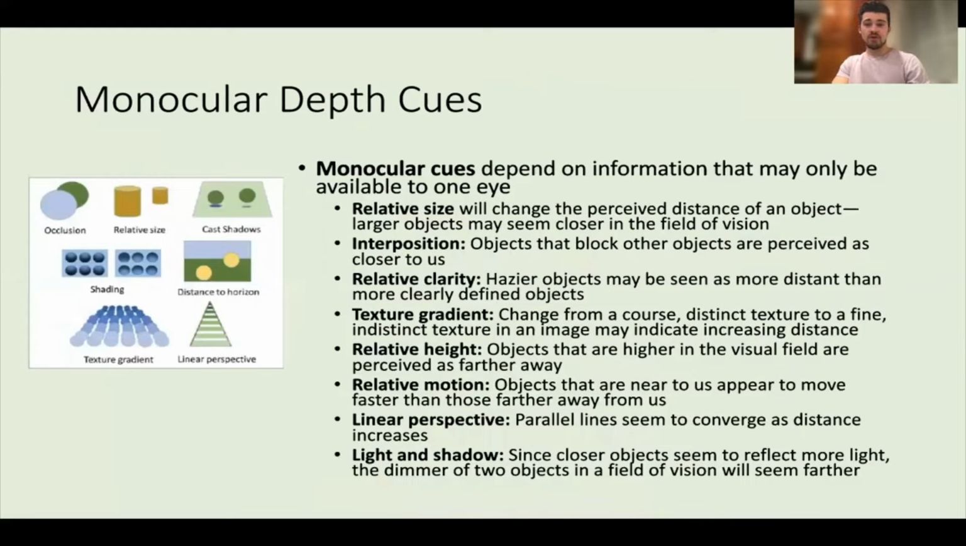But when things are too far to see, or for some reason you can't use both eyes to see, we also can rely on monocular depth cues. So they depend on information that may only be available to one eye. And just because you have both eyes available does not mean you don't use monocular depth cues. It just means that these cues only depend on information that is available if you were to only use one lens. So there are some of the examples to the left, and I'll go over these to the right.